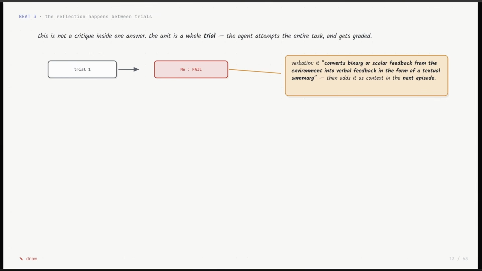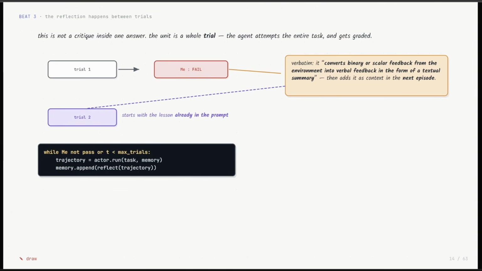Now the conversion, and this is something you need to think about, is that you're converting the 0 or 1, this grade that was given by the evaluator, into verbal feedback in the form of a textual summary. Why it was a failure, giving a certain assessment of that failure. And this is added as context to the next trial. So trial 2 here will not be a rerun. It starts with that lesson that was already learned from the previous trial.